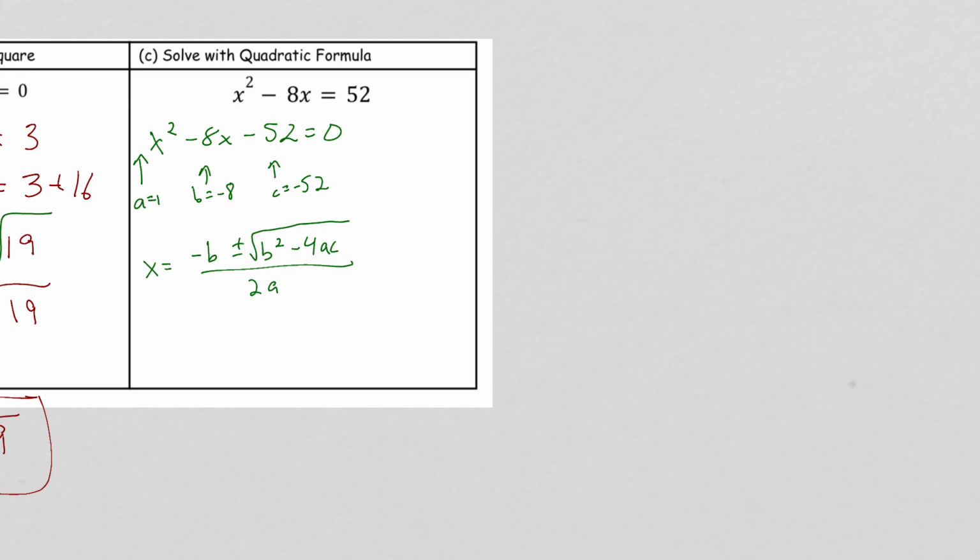So let's go ahead and just plug and chug. What do I get? I get x equals, I'm going to write my long fraction bar. All right, so a negative 8 plus or minus square root negative 8 squared minus 4 times A is 1 times C is negative 52 all over 2 times 1 because A is 1.